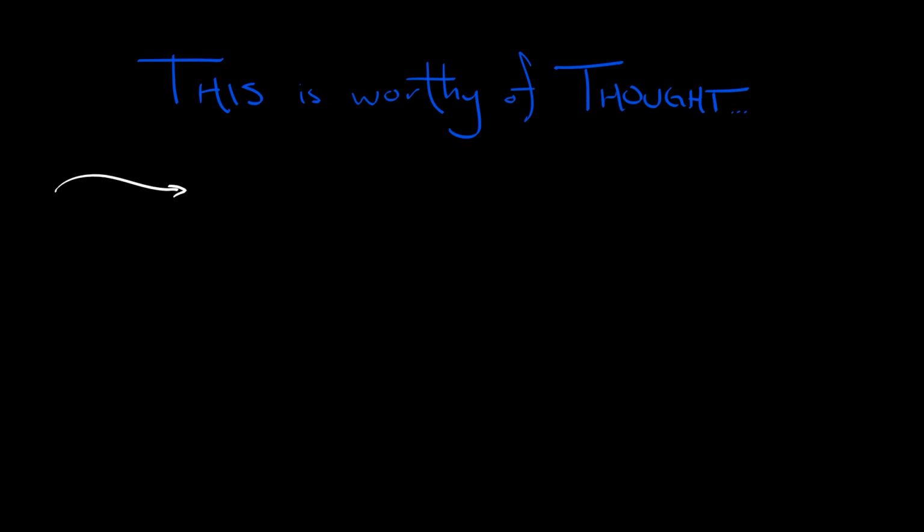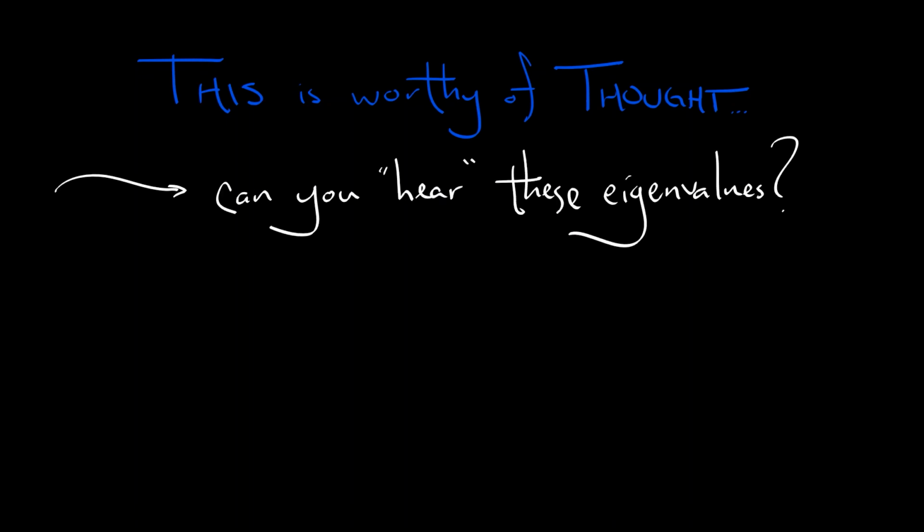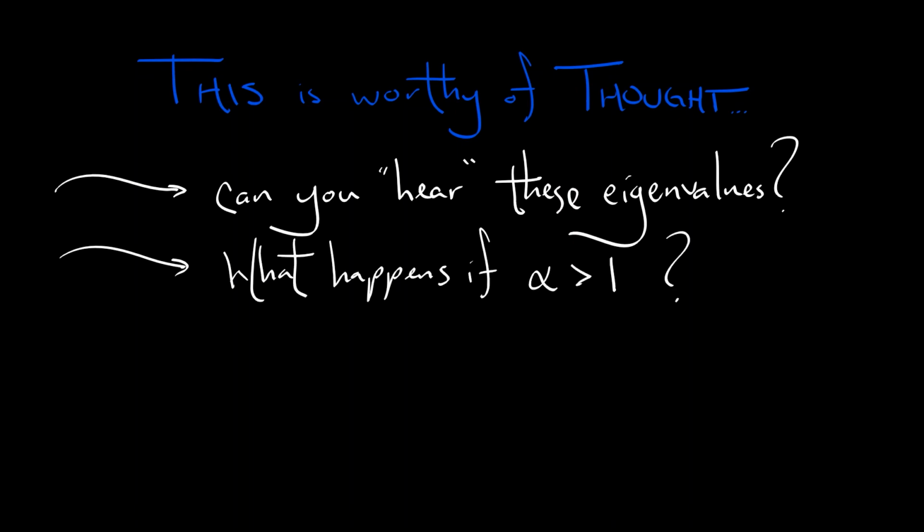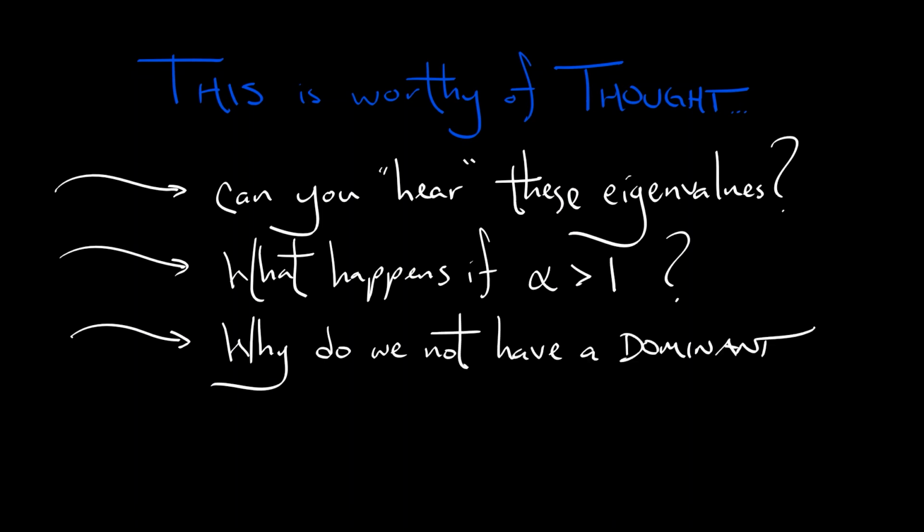Now, there's just a whole lot to think about here. Can you imagine hearing these eigenvalues when you think about what an echo is doing? What happens if you start changing this gain? What happens if alpha is set to 1 or something bigger than 1? Now, why is it that this system doesn't have a dominant eigenvalue and eigenvector pair?